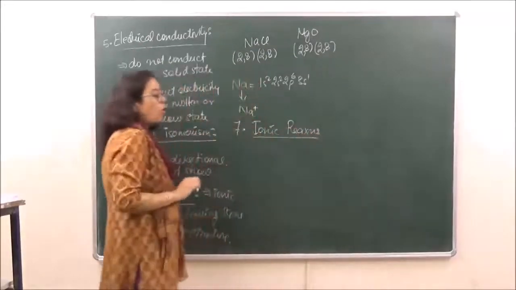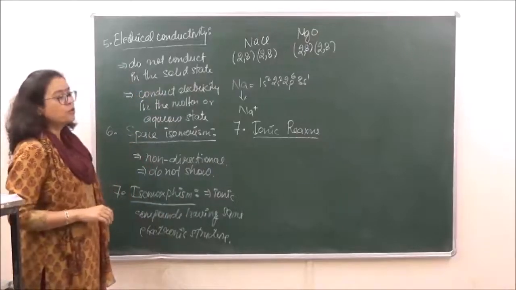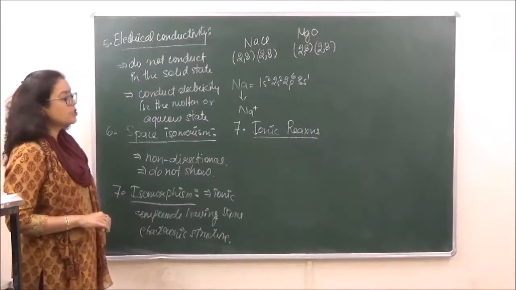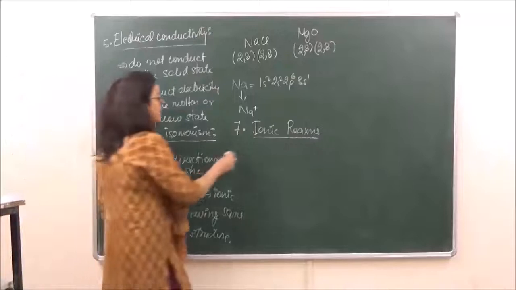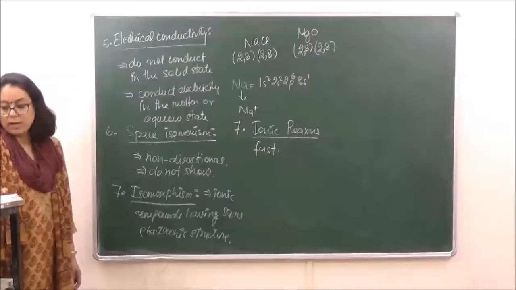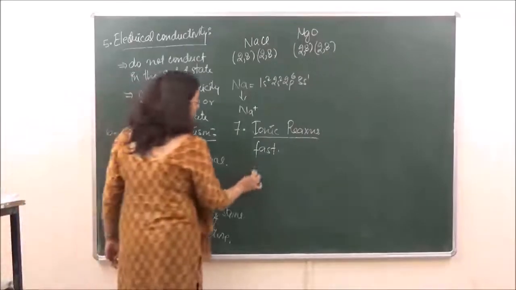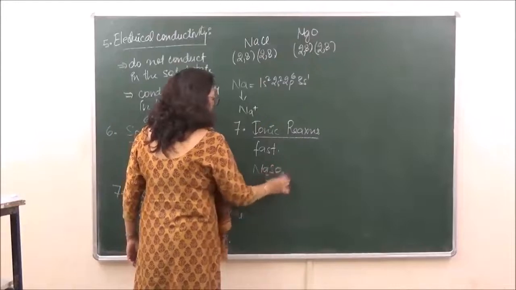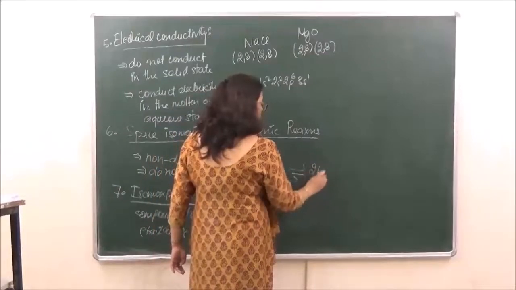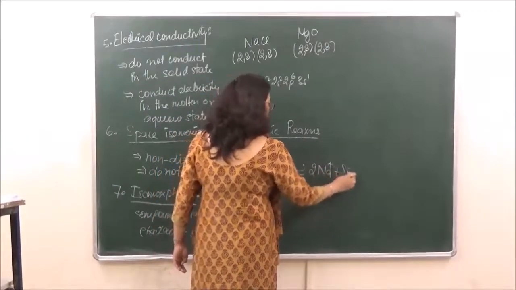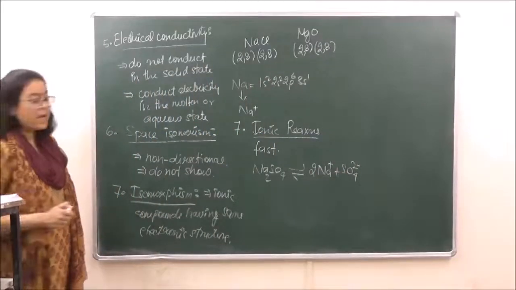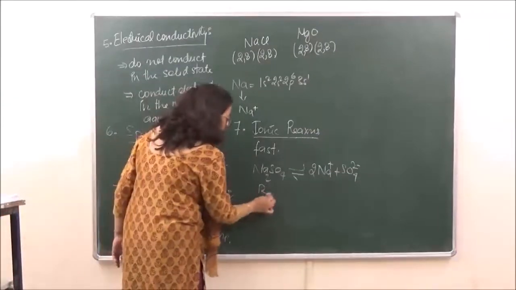Then the next is ionic reactions. All the ionic compounds produce ions in solutions. If they are producing ions in solutions, the reactions which take place are known as ionic reactions, and these reactions are very, very fast. For example, sodium sulfate is going to break into 2Na positive plus SO4 2 negative. And we are mixing with it barium chloride.